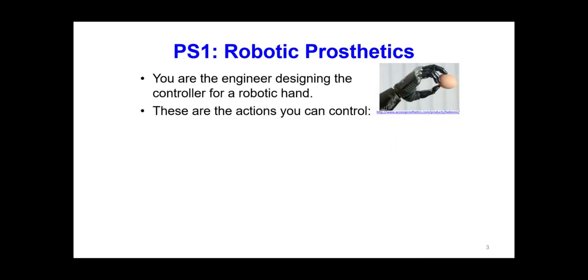So as the application for our problem set 1, we'll be thinking about similar situations of a robotic arm or a prosthetic that replaces the natural arm. I'd like you to imagine that you are an engineer designing a controller for this robotic hand, and there are only a few things that you can control. First, you can rotate the wrist 1 degree clockwise, or CW, or 1 degree counterclockwise, or CCW.